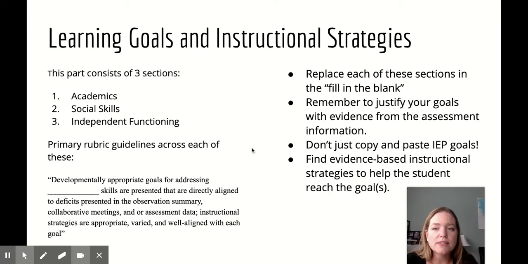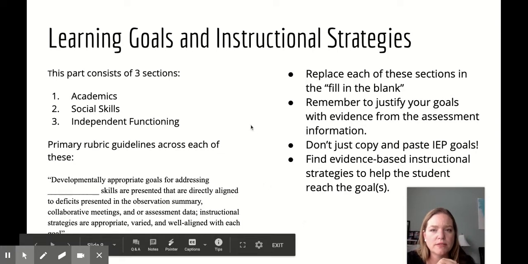So these, I don't want you to just bullet point a bunch of goals. You're going to break it down. You'll see the template, break down each section. You can have the goal or goals listed, but make sure you're including the justification based on the assessment information, and you talk about instructional strategies that relate to that goal. I hope that makes sense.